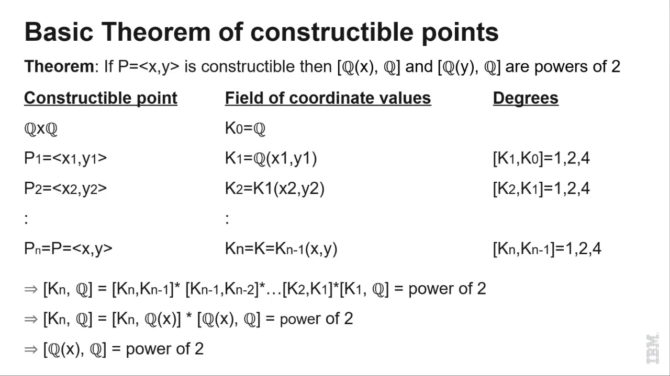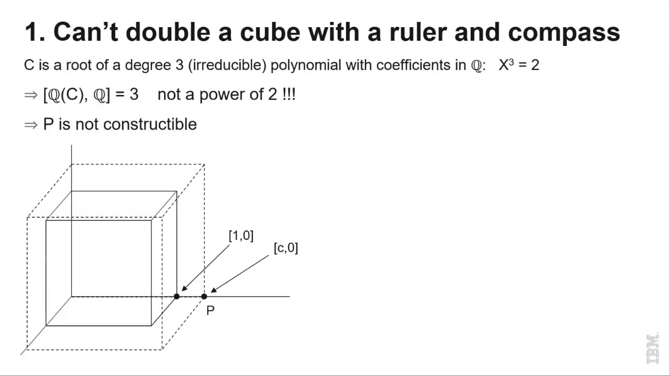So let me summarize. If you construct points using ruler and compass, for any x coordinate of any new point that you get on the way, the field extension of just the rationals with this x coordinate will give you a field extension of dimension which is a power of 2, and that's enough for us. So let's go to the fun part.